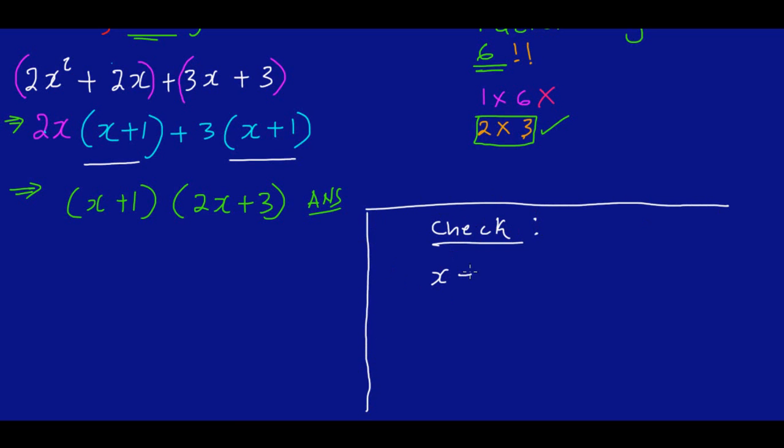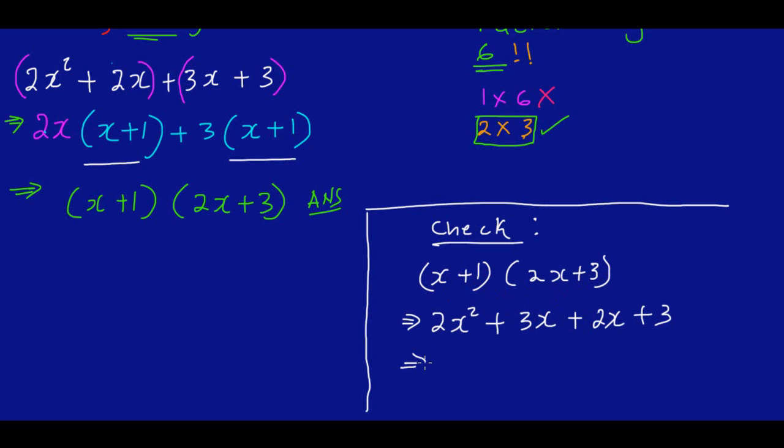If I say x plus 1, close brackets, and I'm multiplying that by 2x plus 3, then x times 2x would give me 2x squared, and x times 3 would give me a 3x, and 1 times 2x would give me a 2x, and 1 times 3 will give me a positive 3. And this implies that I have a 2x squared, and 3x plus 2x will give me a 5x, and I have a 3 there. Now if you notice quickly, when I expand my answer here, x plus 1 multiplied by 2x plus 3, I got back what I started out with initially.